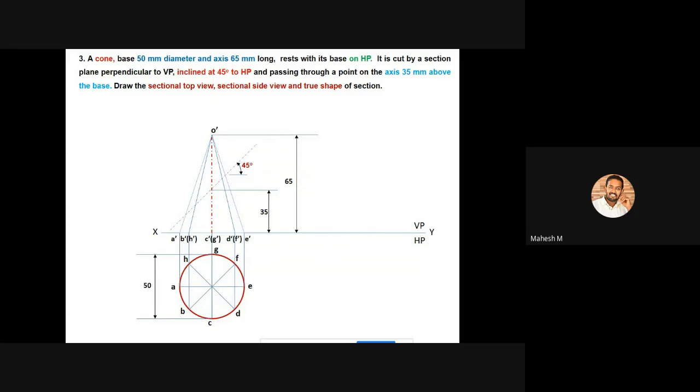Okay, and here there is no mentioning about you have to remove the top portion or else you have to remove the bottom portion. So I am going to remove the top portion. So the bottom portion is fully visible, so you can highlight the bottom portion. So only you have to highlight the outer edges because it is a cone.